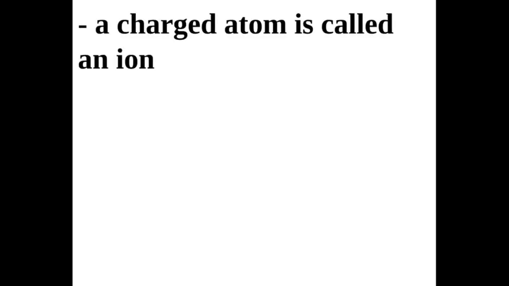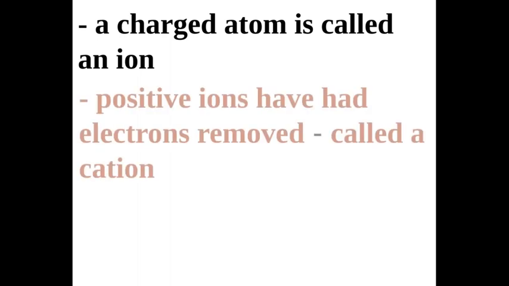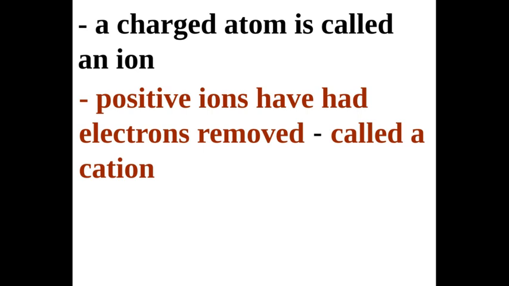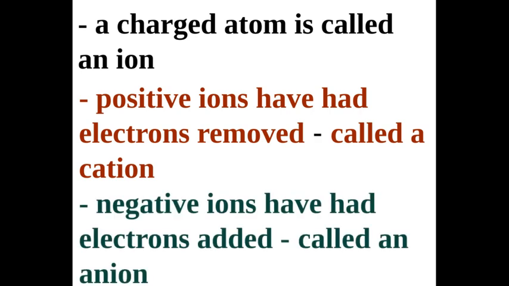You may remember this from chemistry: a charged atom is called an ion. It's not even critical that you remember that word, ion. It's just that charged things are going to become important. Positive ions, remember, have had electrons removed. They've lost electrons. Those are called cations, but you don't need to know that word. Negative ions have had electrons added to them. They're called anions, but again, you don't need to know that.